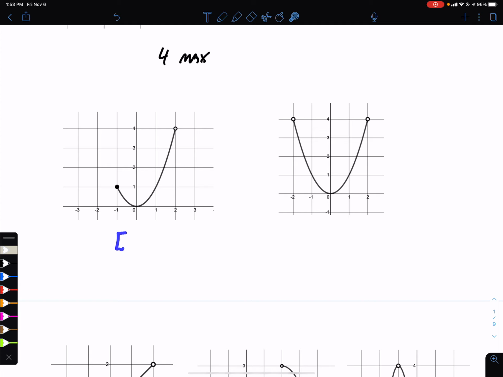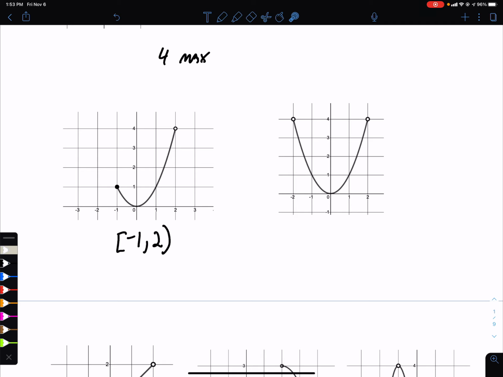This interval goes from -1 to 2. And just make sure you get notation. That bracket means you include that point. That parenthesis means there's a hollow point there. It does not include that point. So make sure you know that notation.